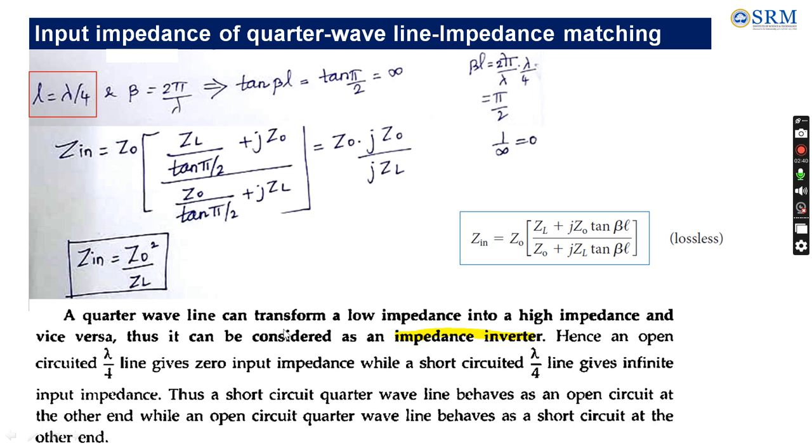So a quarter wavelength transmission line can transform a low impedance into a high impedance, and similarly vice versa, and we can consider it an impedance inverter. If we have an open circuited lambda by 4 line, it is going to give zero impedance. Originally an open circuited line has infinite resistance, right? But an open circuited quarter wave transmission line gives zero input impedance, while a short circuited quarter wave transmission line will give me infinite input impedance. So it is going to act as an impedance inverter.